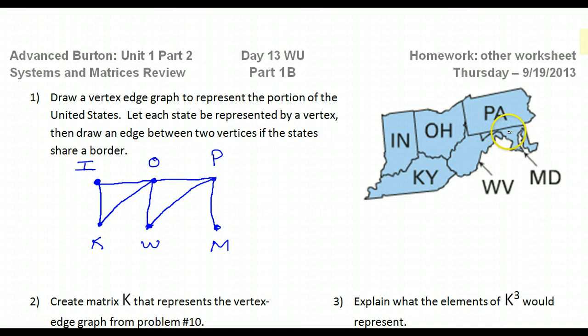Maryland, in addition to sharing a border with Pennsylvania, shares a border with West Virginia. West Virginia shares a border with Maryland, Pennsylvania, Ohio, and Kentucky. So there's Maryland, Pennsylvania, Ohio, and Kentucky. So there's your vertex edge graph right there.